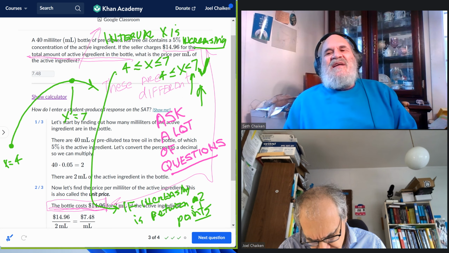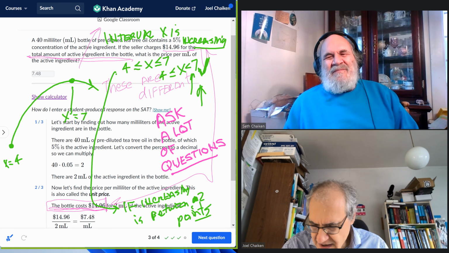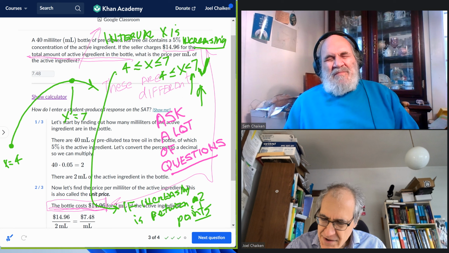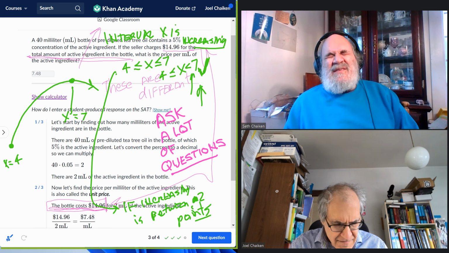There's another concept called weakly increasing, where if x1 is less than or equal to x2, then f of x1 is less than or equal to f of x2.